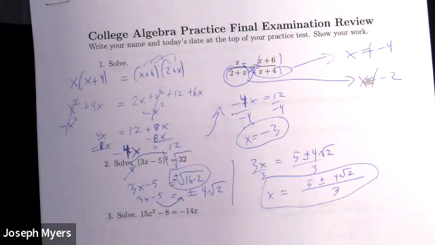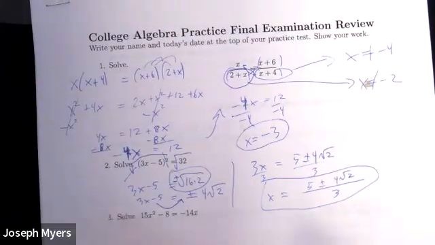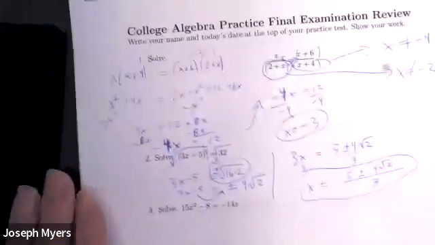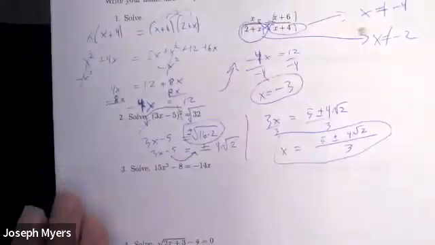And every problem on the final is going to be worth 4 points. So I can only give you full credit for all 4 if you get everything right. But if you get part of it right, I can give you partial credit. So I'm going to give you as much credit as I possibly can, but I still have to follow the guidelines for grading. So the next problem says to solve that.